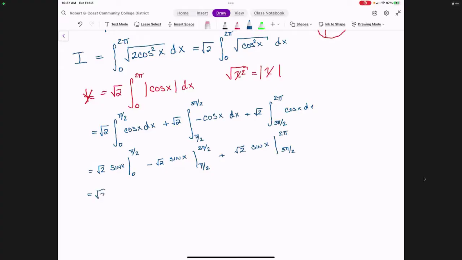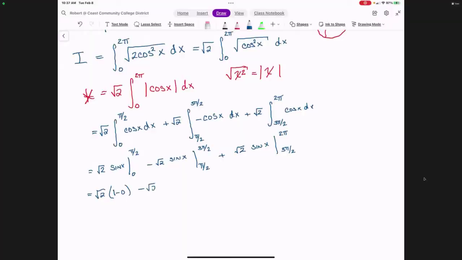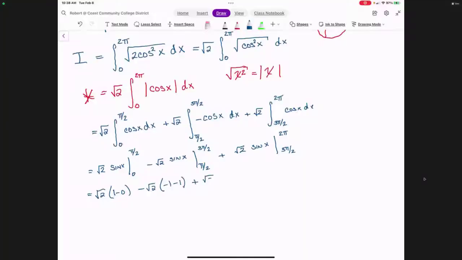Okay, so that's radical 2 times (1 minus 0), minus radical 2 times (negative 1 minus 1), plus radical 2 times (0 minus negative 1). So I got radical 2 plus 2 radical 2 plus radical 2 to get 4 radical 2.